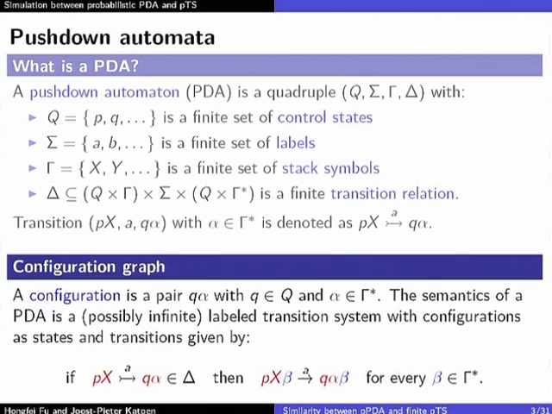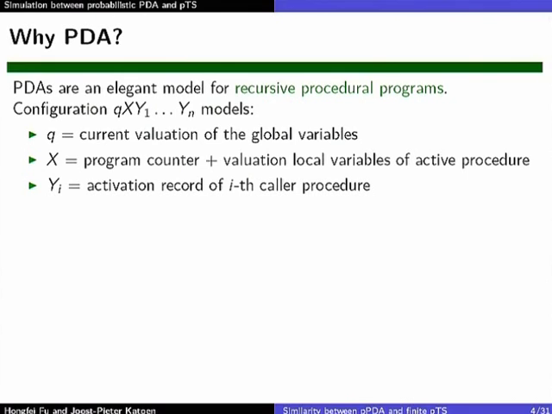What's the semantics of a pushdown automaton? It's based on an infinite labeled transition system, where the states are the configurations of the pushdown automaton. And it's typically defined as follows: if this is a transition in the pushdown automaton, so if you can go from Px to Q alpha, then you can go from the configuration Px beta, where beta is a stack content, by reading the symbol A to Q alpha beta. Good. This is all well-known stuff.